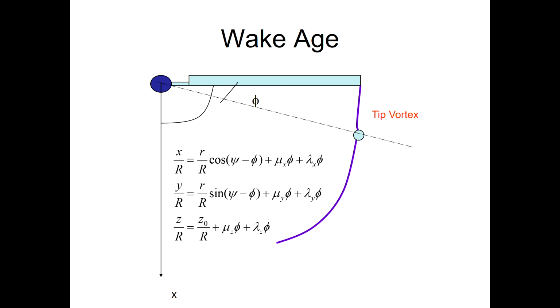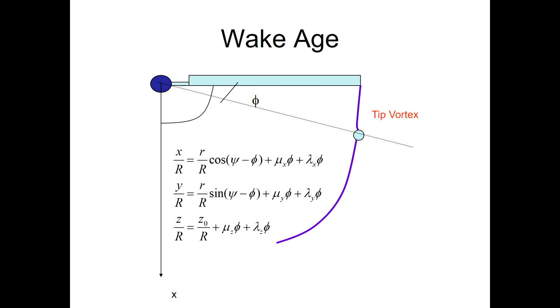Psi is any location downstream of when the tip vortex was released. So psi is, let's say you have any point on the purple line below this blue circular dot. That corresponds to a different azimuthal location psi. So psi minus phi is called the vortex wake age. When you first release it, it has a wake age of 0.